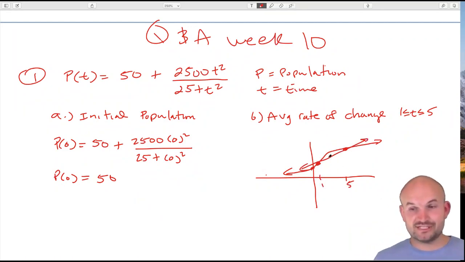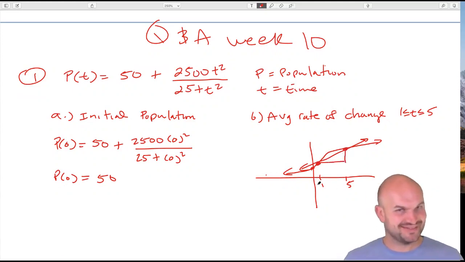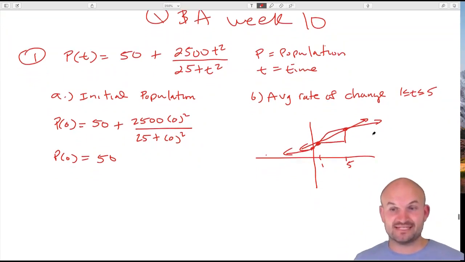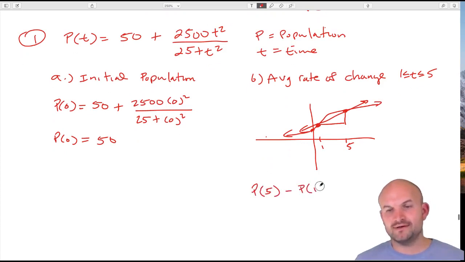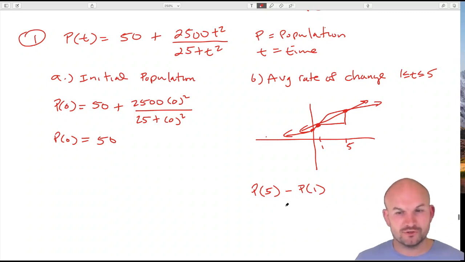Remember, that's the change in the rise over the change in the run. So basically what we need to do is figure out what the rise is, basically the y values. So you're going to figure out p of 5 minus p of 1. Now, I told the student I don't have a calculator, so I'm not going to have time to calculate this, but I'll at least show you what to do.